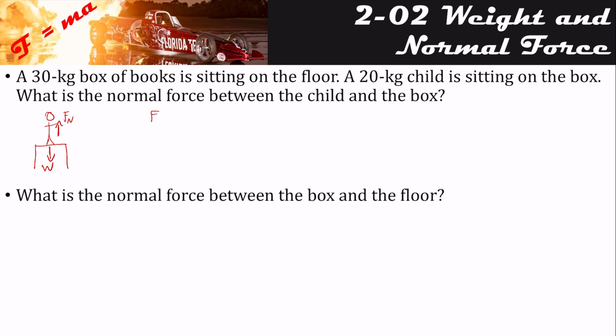So if I go F equals ma, I have the normal force up and the weight down. Weight is calculated with mg, and we have zero acceleration. The child's just sitting there. They're not accelerating upwards, they're not flying up, they're not falling through the box, so the acceleration is zero. So my normal force would equal mg. All right, now whose mass? Well, it's just the weight of the child, so it's the child's mass.